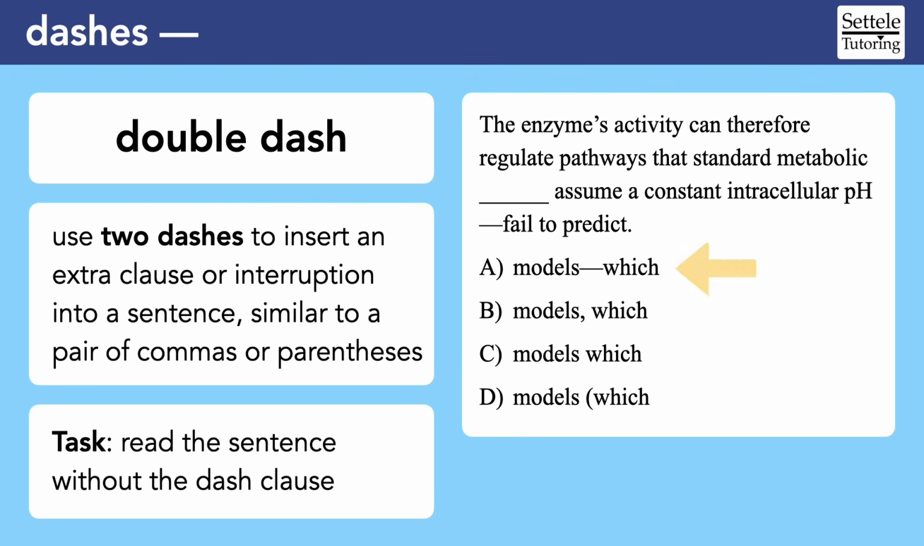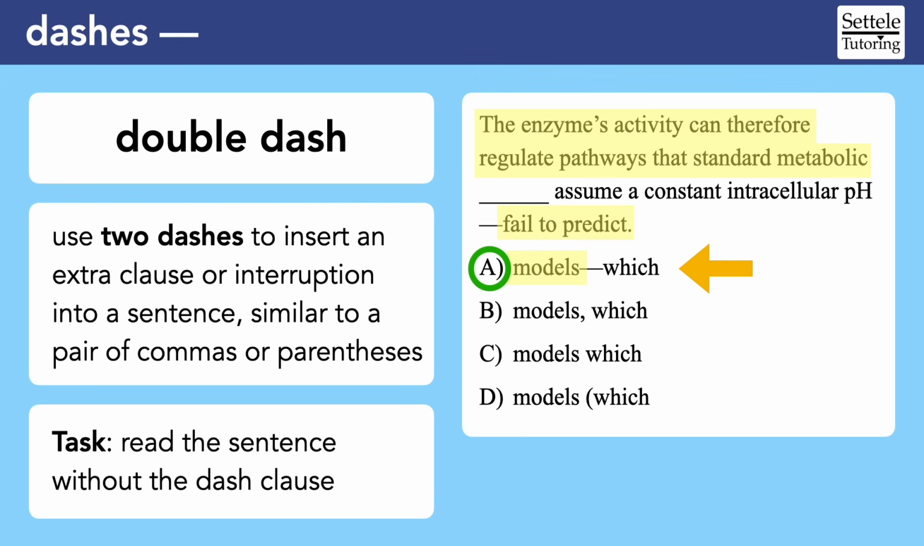In this example, choice A would create a double dash, so we can try it first. We'll read everything except the words between the 2 dashes. The enzyme's activity can therefore regulate pathways that standard metabolic models fail to predict. Yeah, that sounds pretty good, so we have proof that choice A is correct.